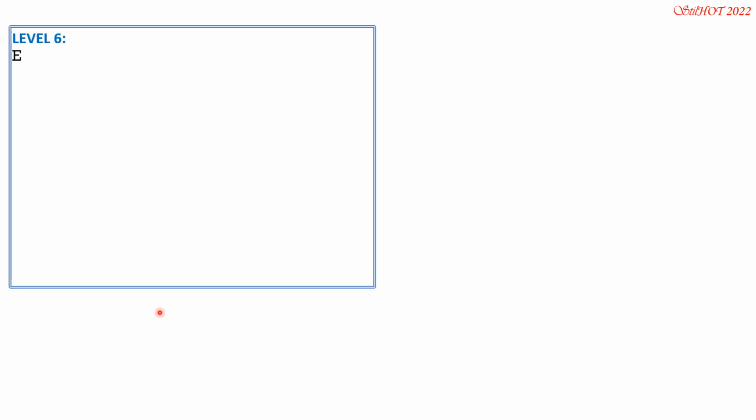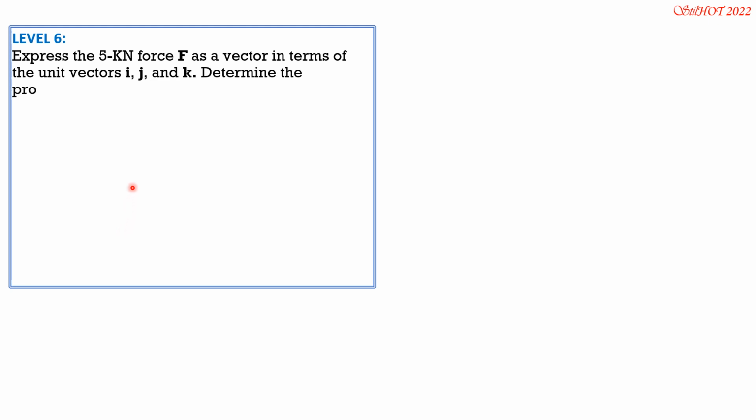Level 6 problem. Express the 5 kilonewton force F as a vector in terms of the unit vectors i, j, and k. Determine the projection of F onto the x-axis. So this is just Fx. And onto the line OA, so we have to obtain the dot product. This is the component of F in the direction of OA. So obtain the dot product of F and the unit vector of OA.